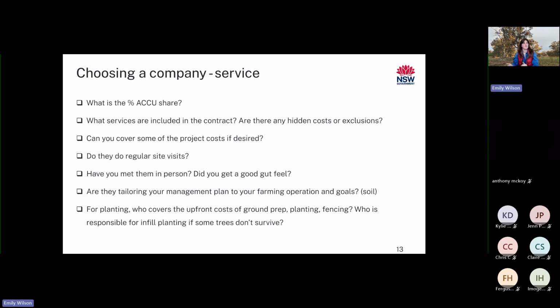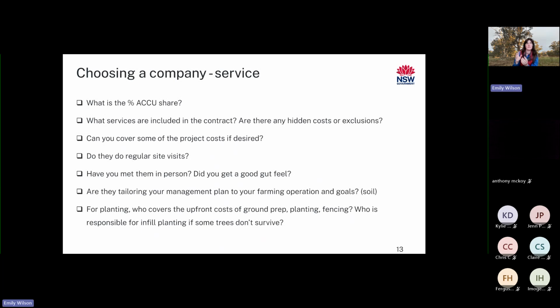In terms of the services and costs, some really important questions as the farmer are: what's the percent ACCU share? So what percent of the credits do they want to take, or how are you paying for the services? And what services are actually included in the contract? Are there any hidden costs, or are any services excluded? That could be things like you have to pay for the baseline soil sampling round, or you have to pay for any audits, or there might be some admin fees in there.